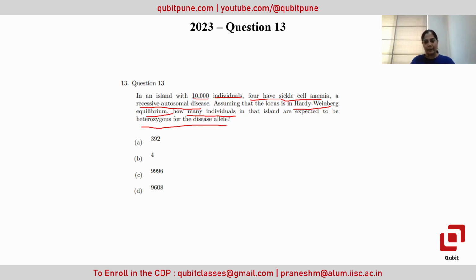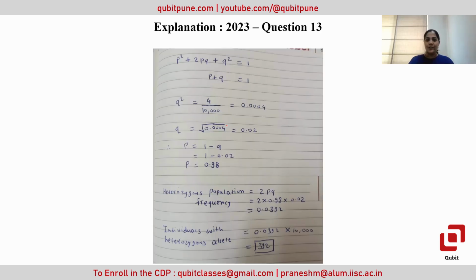Yes, option A will be the correct one. Hardy-Weinberg equilibrium, again, you can see this question many times. This is a very favorite part of the IISER aptitude test. We know the equation p square plus 2pq plus q square is equal to 1, and p plus q is equal to 1. We have to find out the heterozygous combination.